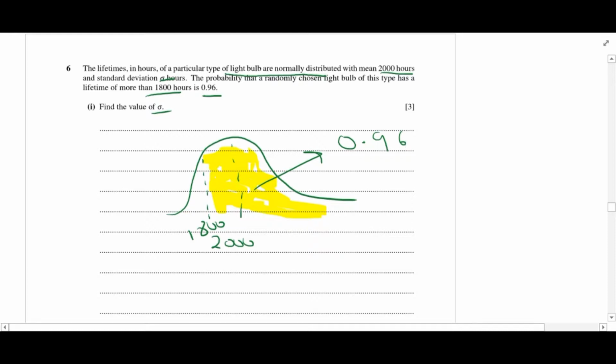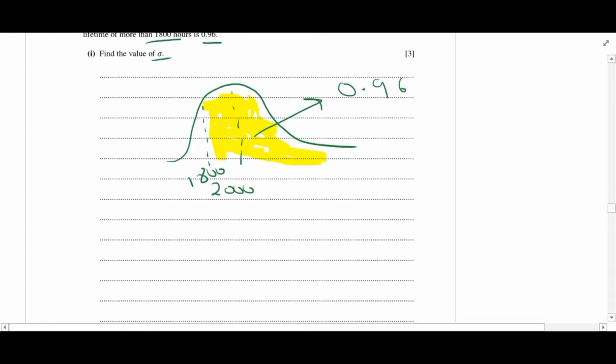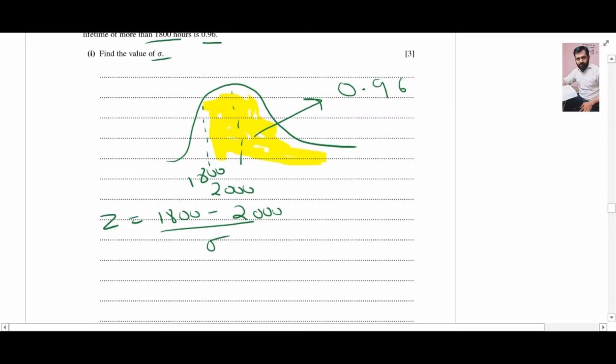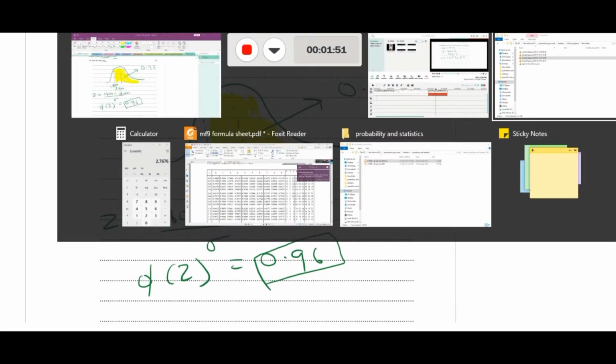What we have to do is find the value of sigma. It is given that it is normally distributed. First we have to standardize, so Z is equal to 1800 minus 2000 upon sigma. We are given that phi of Z is equal to 0.96. We are provided with the area, so we need to calculate the value of Z from our table.